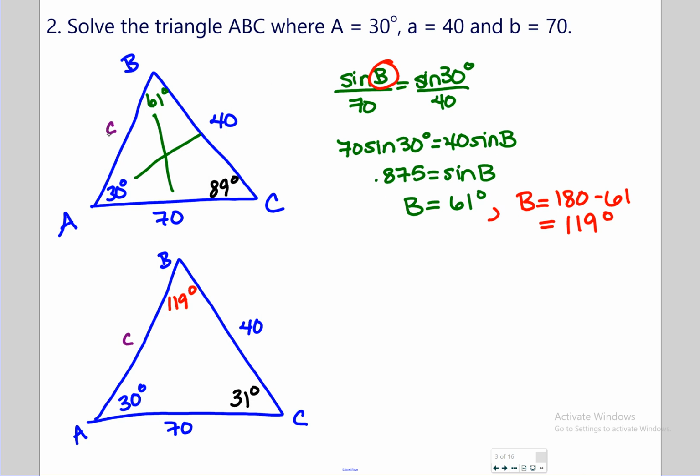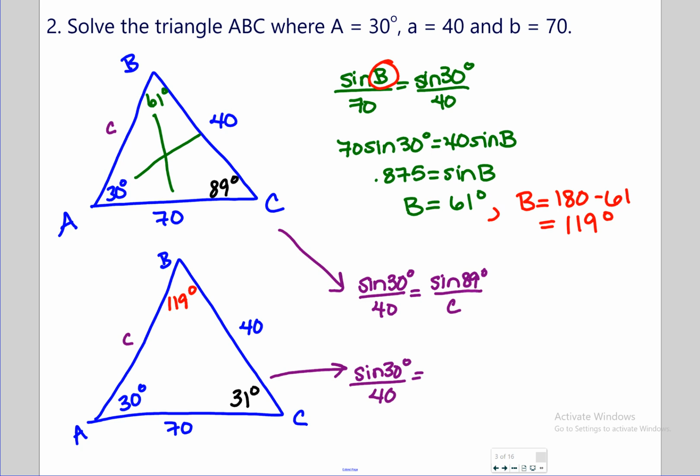All right, so for both of those then, let's say for the top triangle, I'm going to use my given pair, the 30 and the 40. And then I'm going to use the C's, so 89 and C. And then for the bottom triangle, it's going to look similar, sine 30 over 40, but this time it'll be sine 31 over C. And then we cross multiply in both of those to get that last side length.